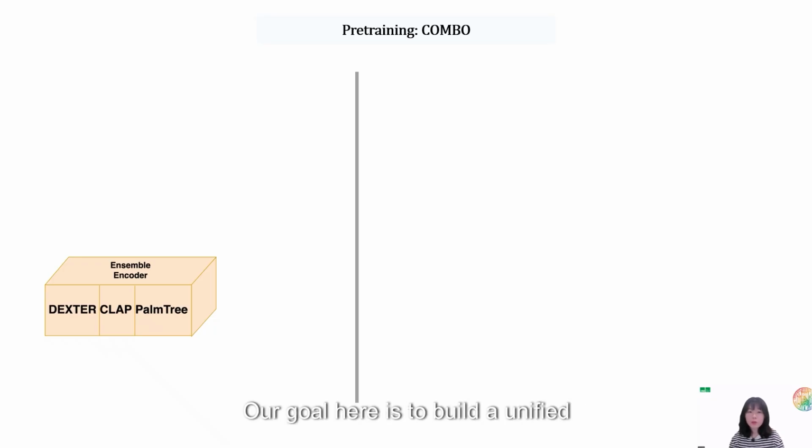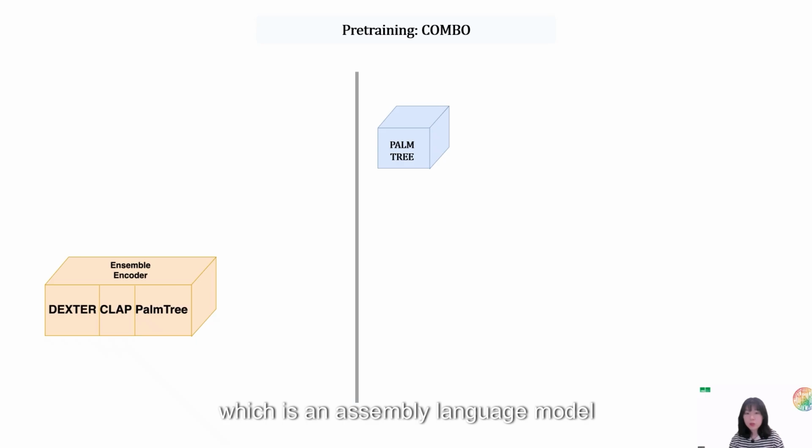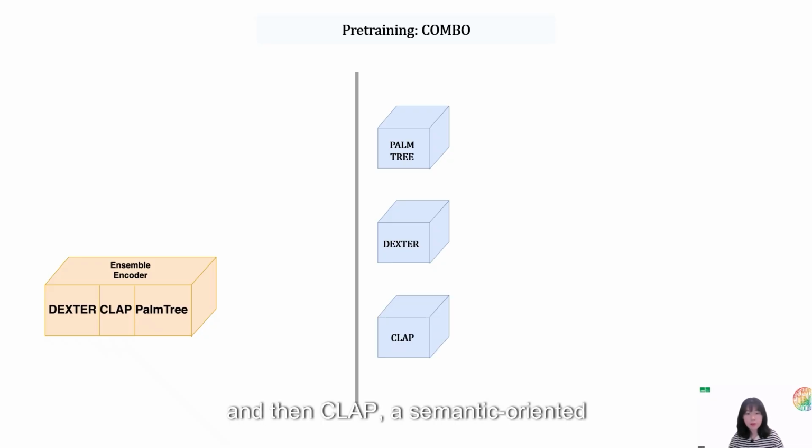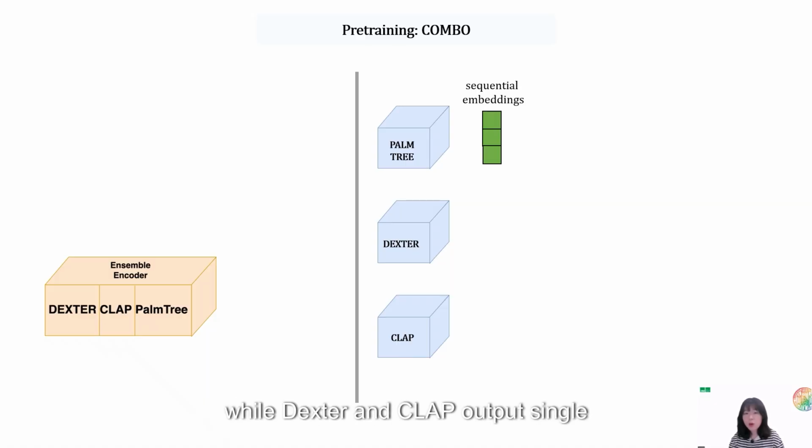Our goal here is to build a unified representation that fully captures different aspects of binary functions. And to this end, we adopt an ensemble encoder combining three complementary forms. The first is PalmTree, which is an assembly language model focusing on structural patterns. And then Dexter, a statistical-based embedding. And then CLAP, a semantic-oriented embedding. However, these representations come in very different forms. So PalmTree generates sequences, while Dexter and CLAP output single embeddings.